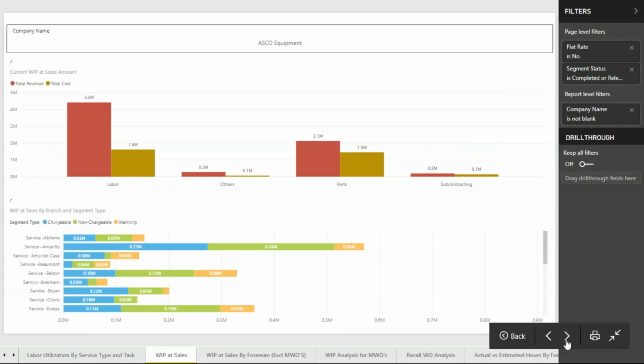Okay. And this is WIP and sales, broken down by parts, labor, others, subcontracting, and again, this is breaking out by the individual offices as well. Your non-chargeable looks really high right now, but just ignore that for now until you get that month end fixed. But the chargeable one should be correct, and so should warranty.